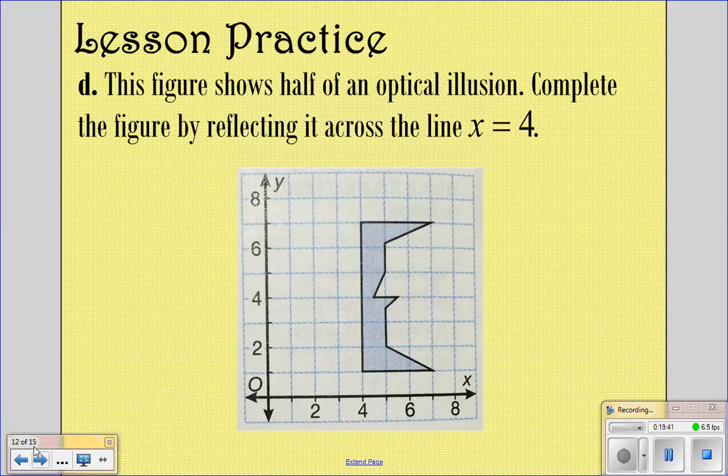We want to reflect it across the line x equals 4. So x equals 4 is this line here. And so we're just going to take it and flip it from this side over to this side. So I'm going to do this point, 1, 2, 3. And this point is 1 away. And then this point is right here. And now before I go too far, I'm going to go ahead and connect some of those pieces.